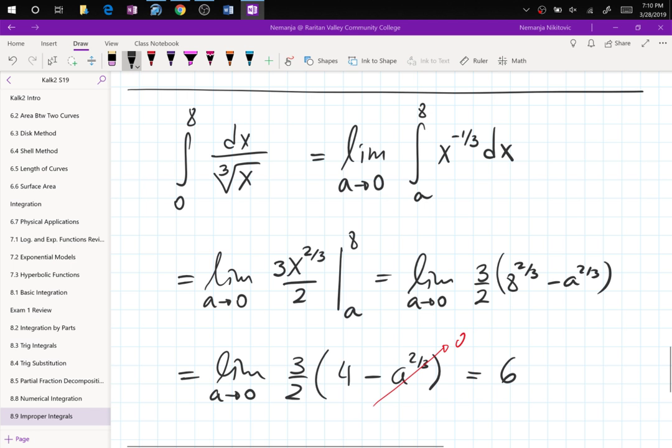So which problem should we look at? 23 to 50? 27. 27. Nice.